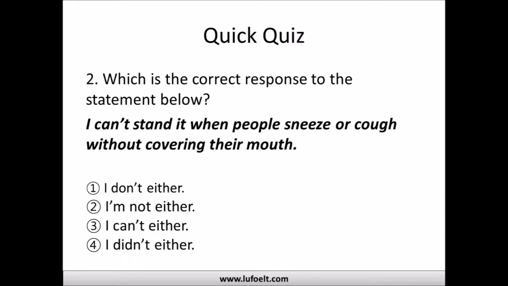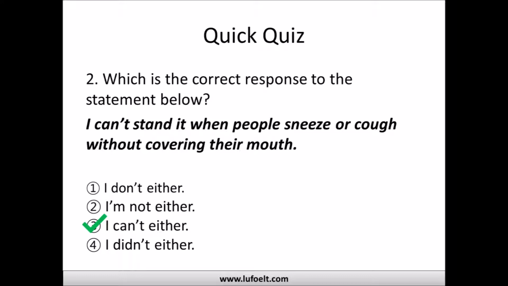All right, so which one is the correct response? And here it is. Okay, the reason why this is the correct answer and the other ones are incorrect is because we're using the same verb type and the same tense here. So number 3 has the same verb type and the other ones are all different.